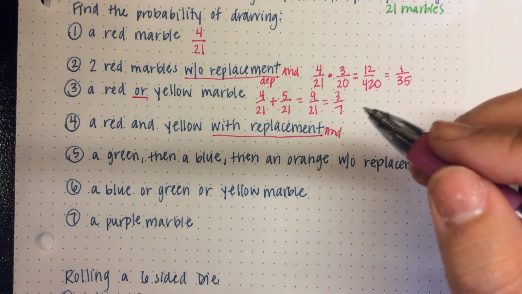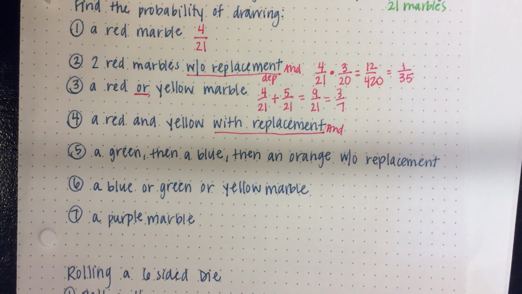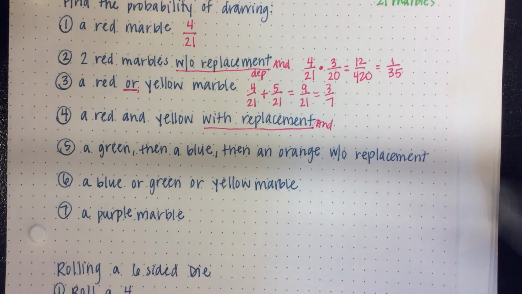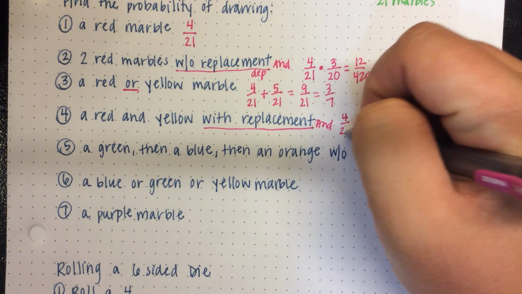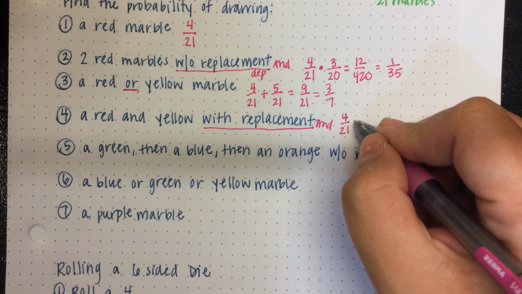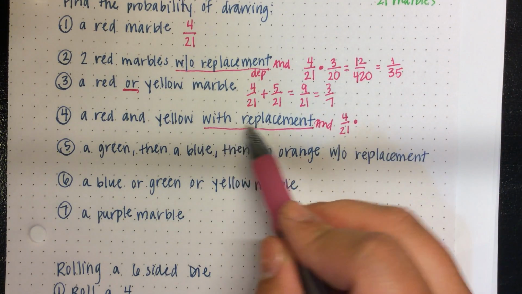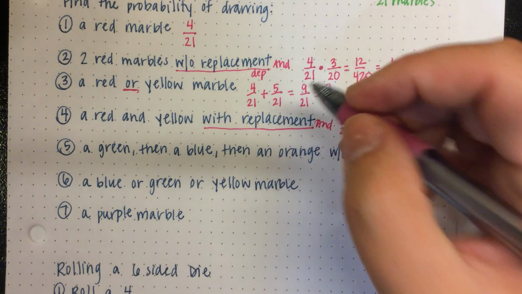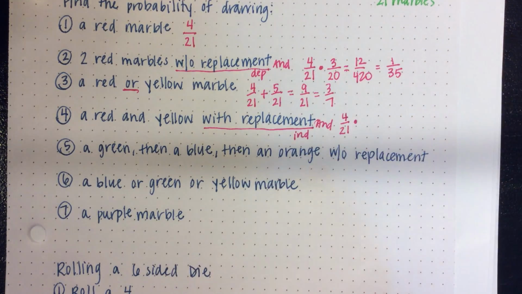Okay, because I want to get 2 different marbles, I'm drawing twice. So first I want to get a red marble, then I want to get a yellow marble. So I'm going to start with my first probability like we've been seeing. Then I'm going to multiply. Now, because I'm putting that marble back in there, I'm starting from scratch every single time. This one's independent, so I just need to multiply my 2 different probabilities.